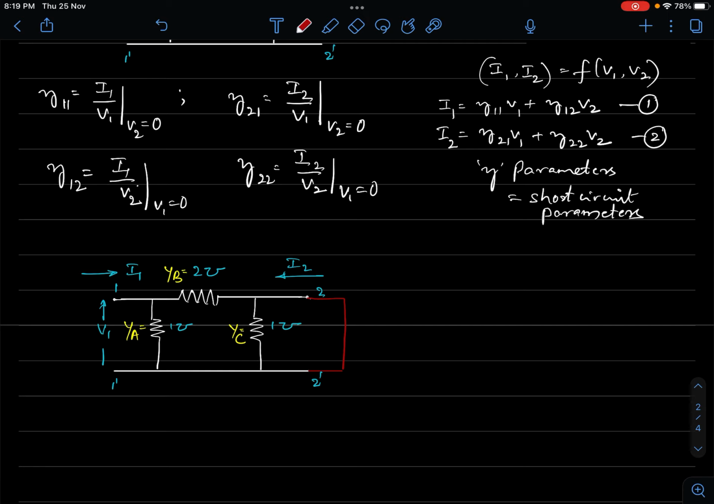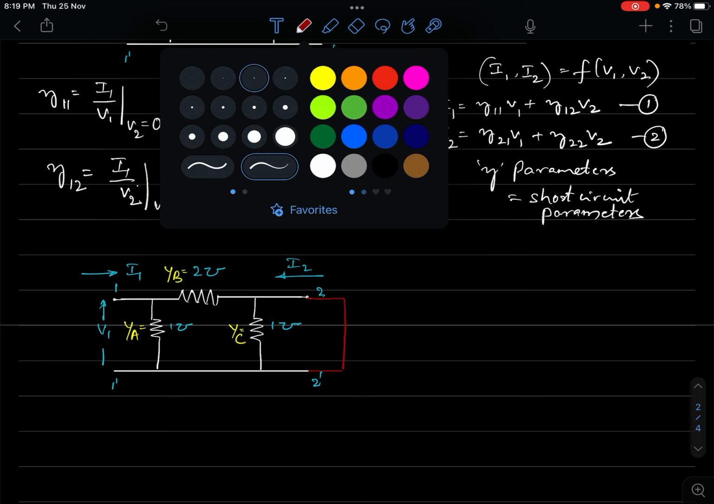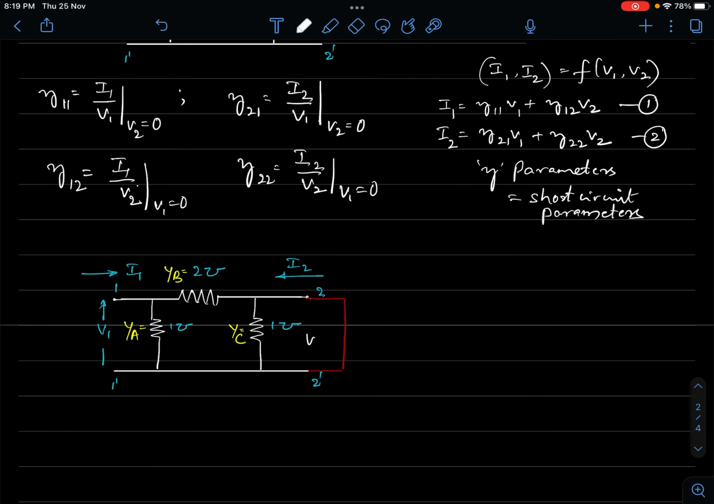So what will happen when you place a short between 2 and 2 dash? It's very clear that there is no voltage available here. So V2 becomes 0. Alright, so V2 becomes 0 is the situation. Okay, so the positive direction of flow of current is I2 into the port.